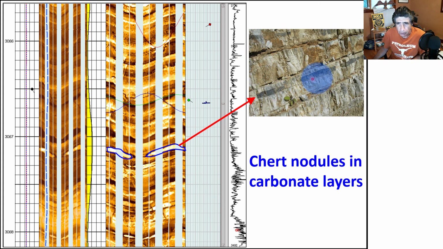Here we have chert nodules. If you go to Pedernales National Park or State Park, you will see a lot of chert nodules like this within the carbonate blocks. And of course, these are very non-conductive features, so the color scale will be very yellow because the resistivity will be super high, and that's how we recognize them in this beautiful image.